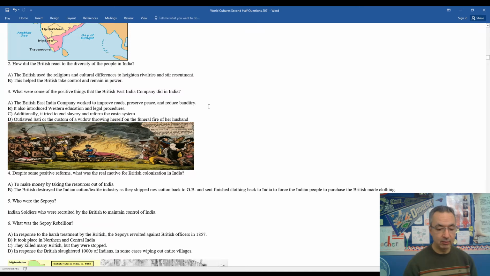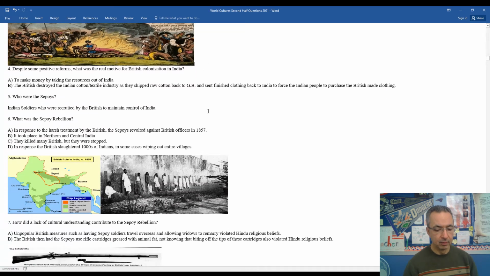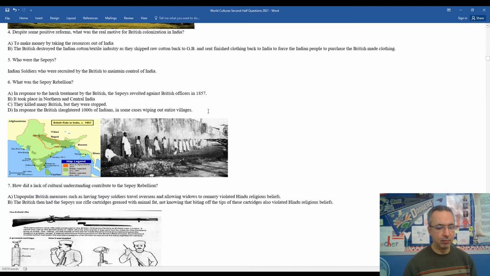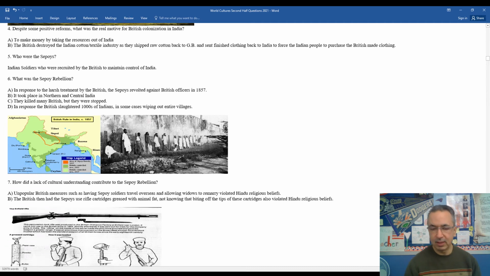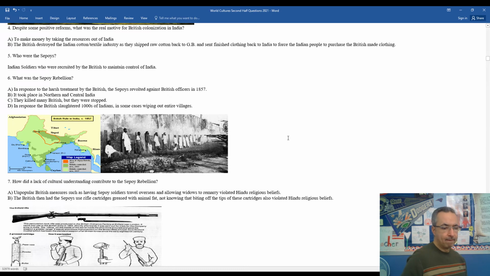And the reason and rationale as to why the Indian soldiers fought against the British and revolted was this whole procedure here, as we see with number 7. The British did not take into account the religious beliefs of the sepoy soldiers. It was very unpopular for many. There were unpopular British measures, such as having the sepoy soldiers travel overseas, which was against their religion, and they allowed widows to remarry, violating Hindu religious beliefs.